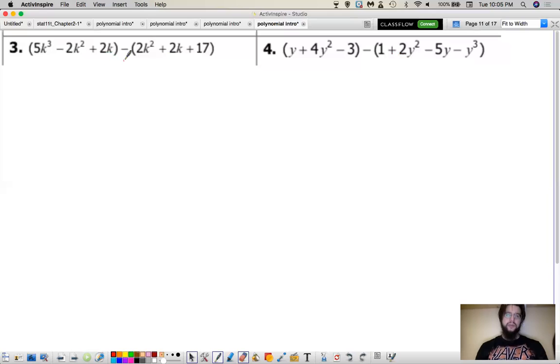Now, you're subtracting. Depending on how fluent you are with things, you could say 5k cubed minus no k cubed, so it's just 5k cubed. Negative 2k squared minus 2k squared, negative 4k squared. You could. I'd suggest distributing the negative first. Just do it. Take an extra step, especially if you're one of those overconfident people that keep messing up simple mistakes. Distribute the negative first.